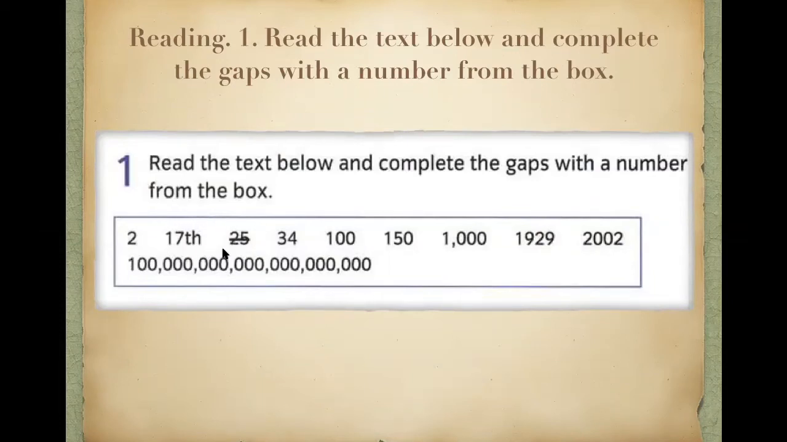What about this number? 25. Excellent. What about this? 34. And what about this? 100. 100 or 100? What about here? 150. What about this number? 1,000. 1,000.